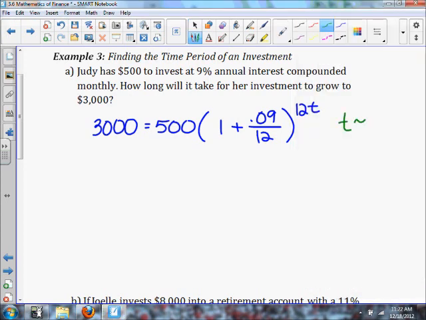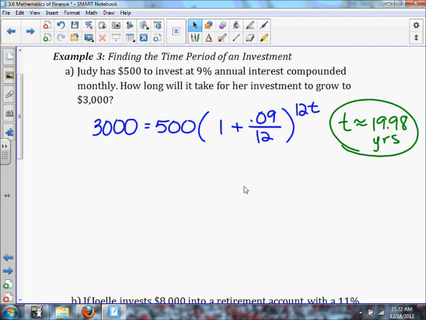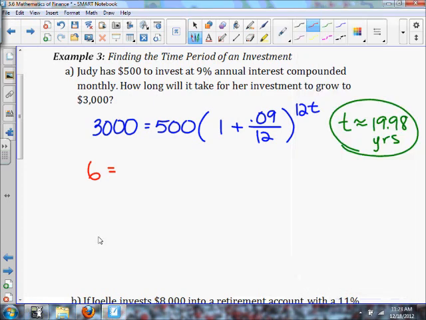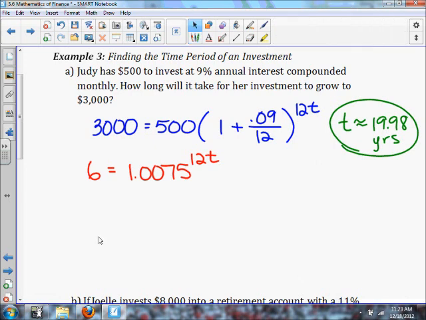T will equal... Now let's do this algebraically because we can do this algebraically. How would I start to solve this algebraically? Divide by 500. What's 3,000 divided by 500? 6. Now we need to figure out 1 plus 0.09 divided by 12. 1.0075 to the 12t power.